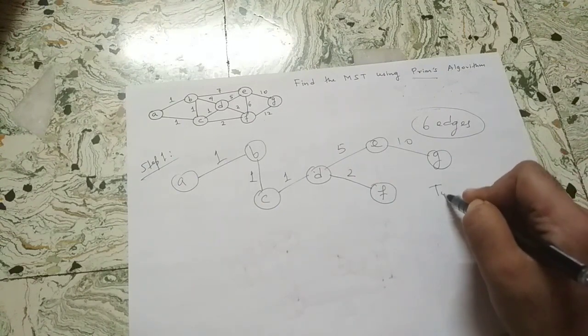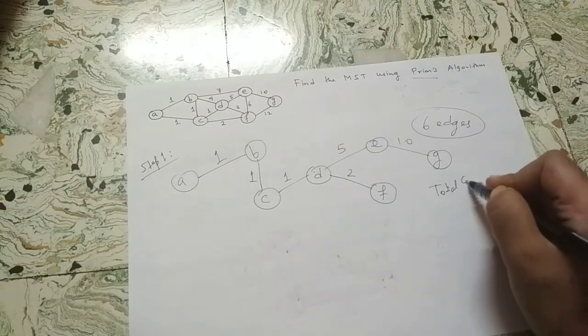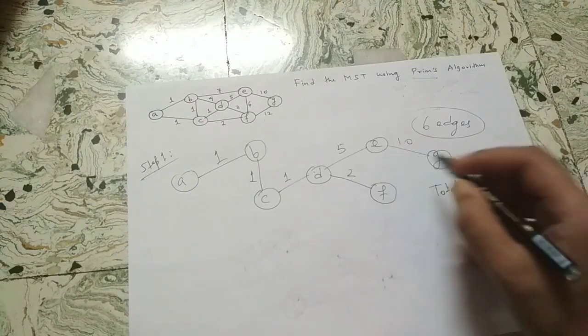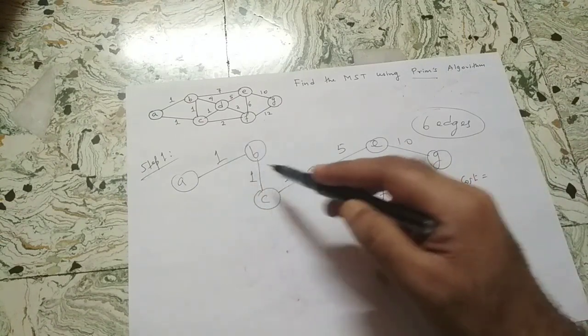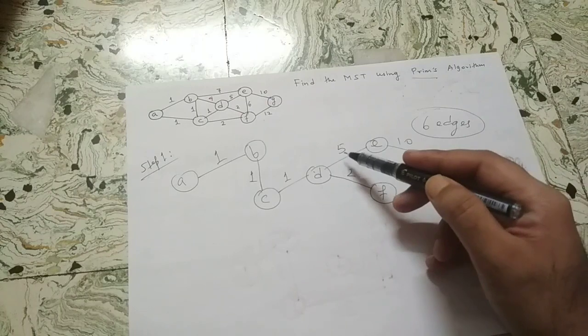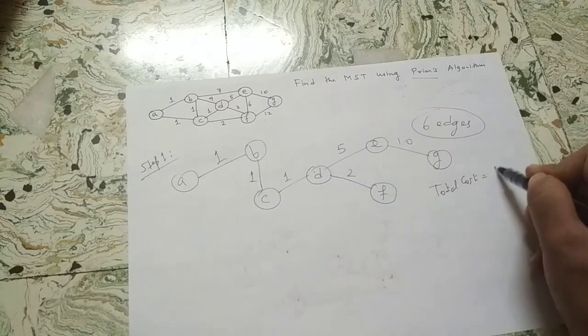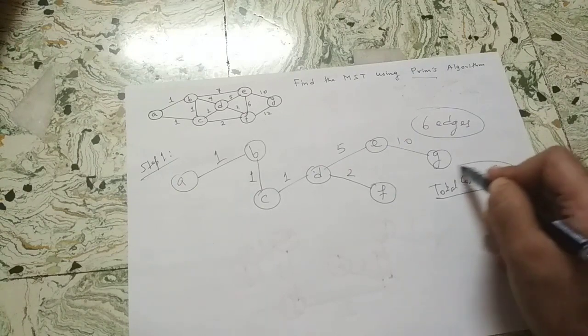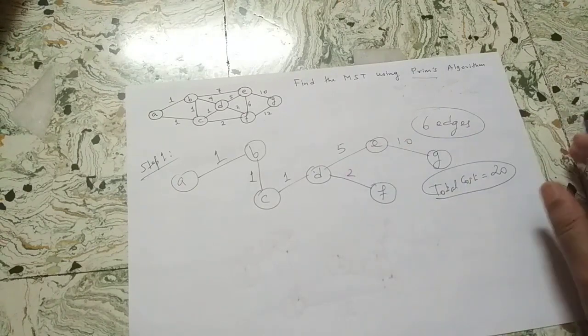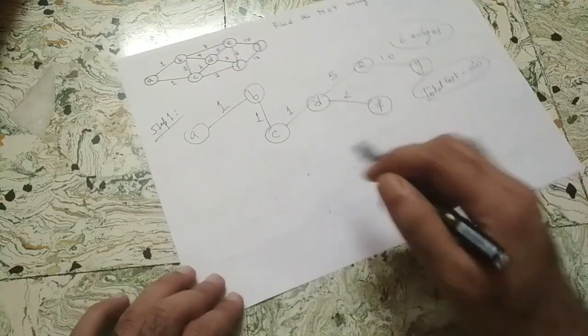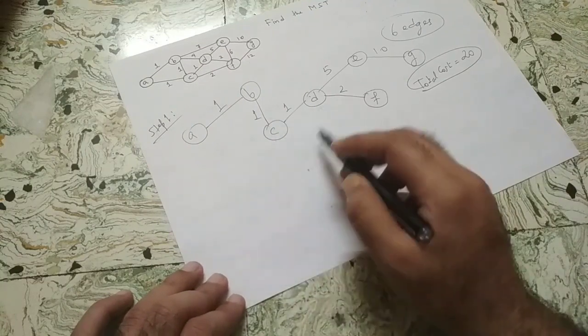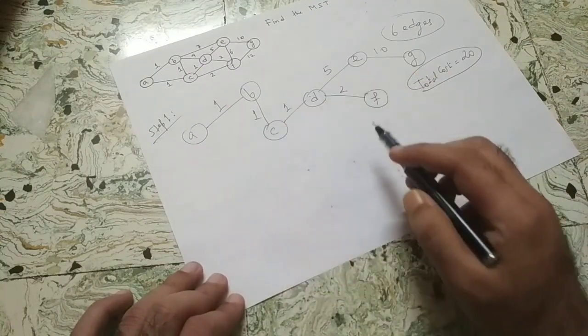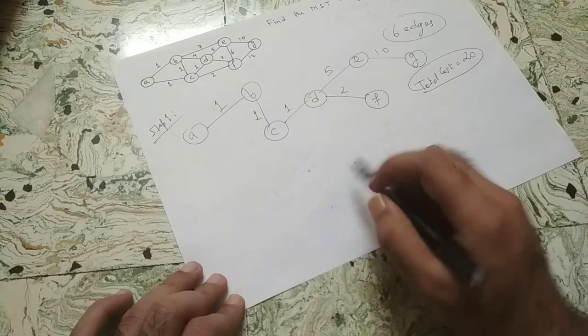What is the total cost? The total cost will come out to be, if you just add up the edges, 1 plus 1, 2, 2 plus 1, 3, plus 2, 5, plus 5, 10, plus 10, 20. So you will get a total cost of 20. Now, the total cost will always remain the same. You can get multiple spanning trees. I'll show you another spanning tree. That means the structure will differ, but the total cost will remain the same.